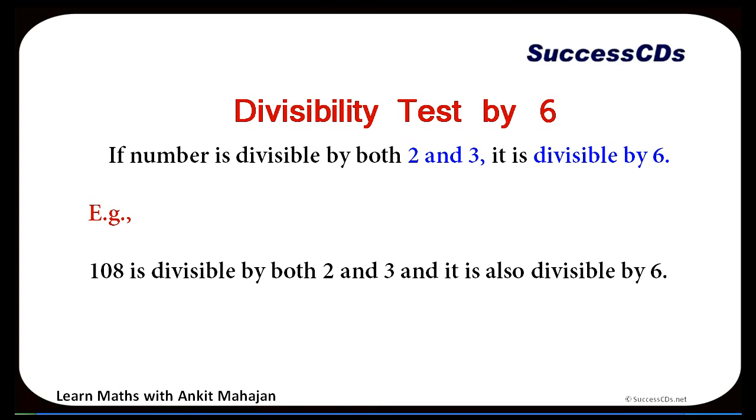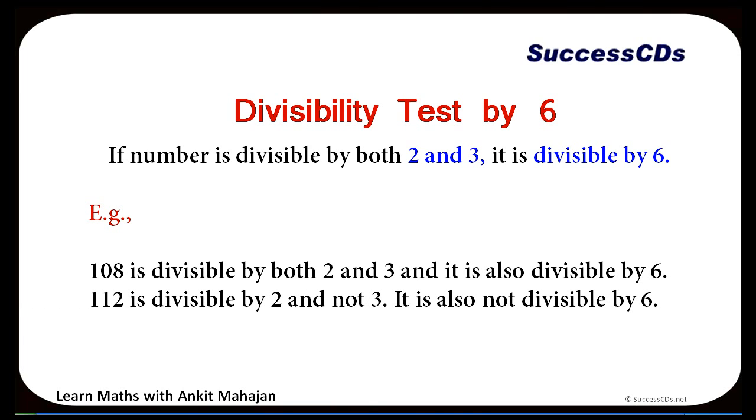Now let's take a look at another example. Number 112. Now if you see, this number is clearly divisible by 2. But you can't divide the number by 3. Also, we cannot divide this number by 6. So remember guys, if you have to check whether a number is divisible by 6, always look out that the number is divisible by 2 and 3 both.